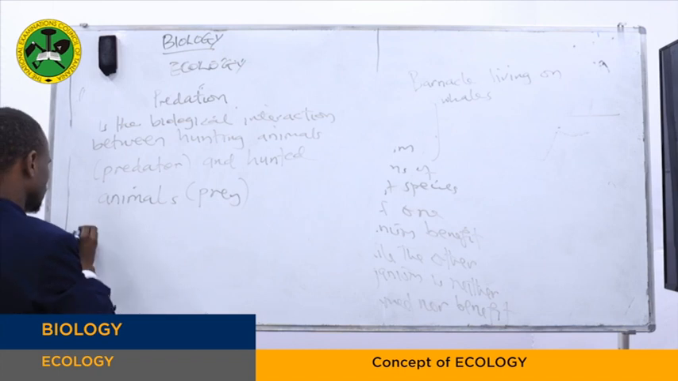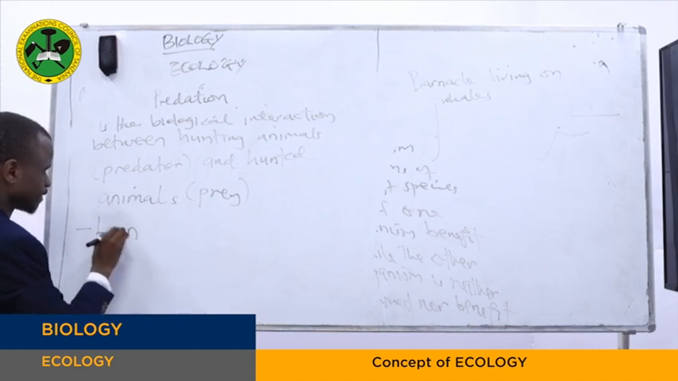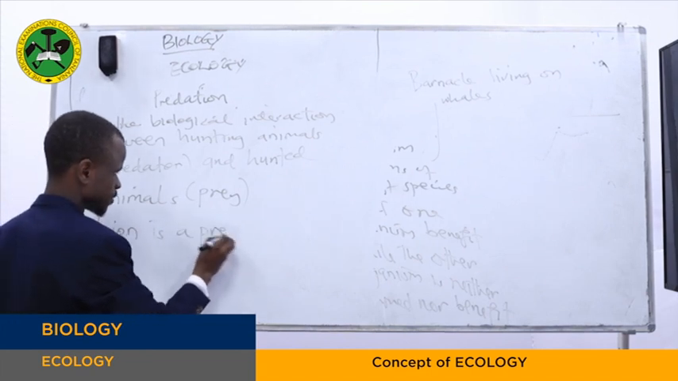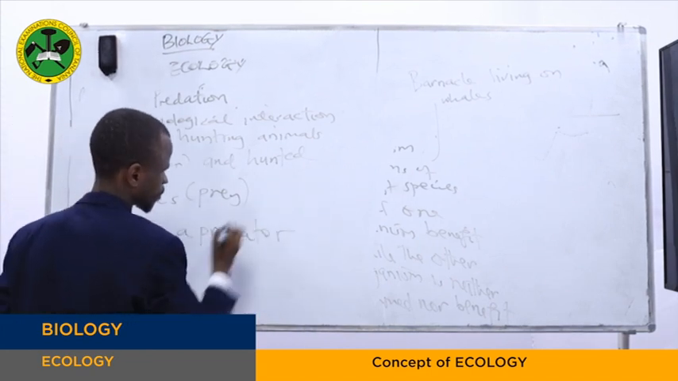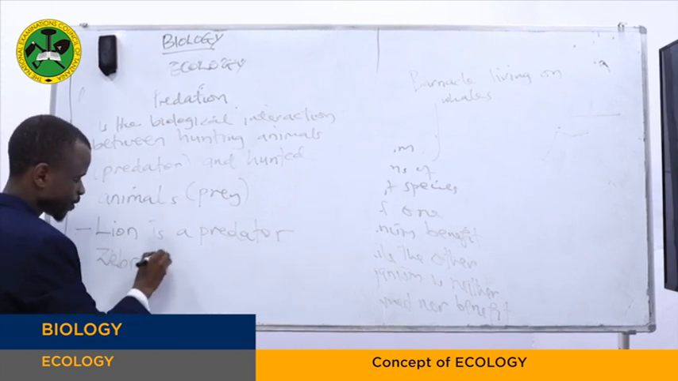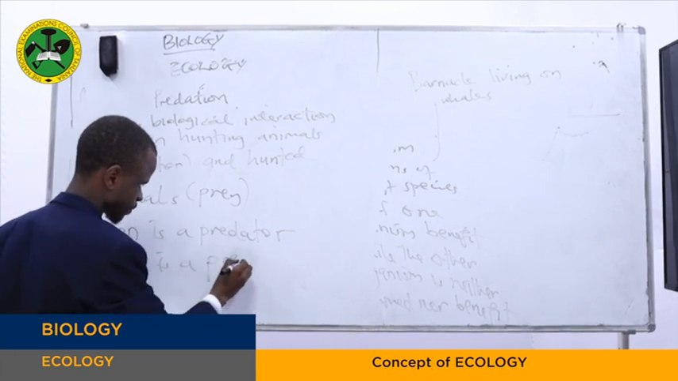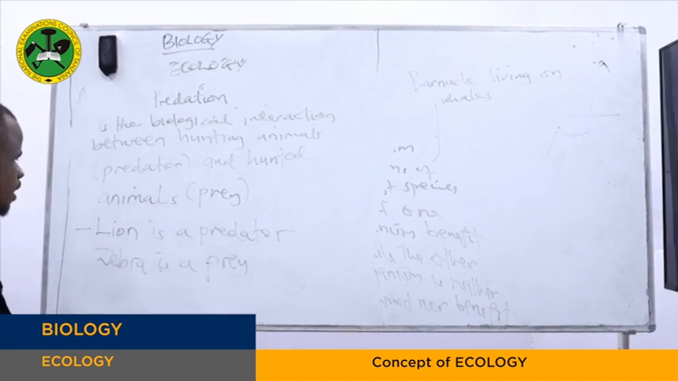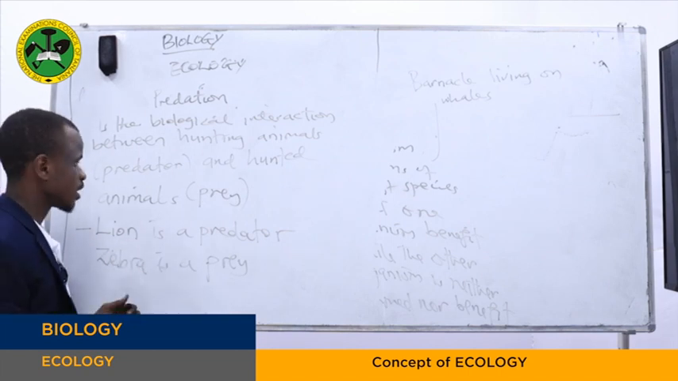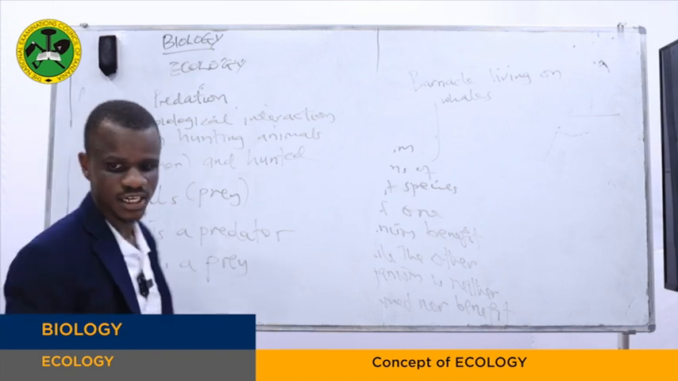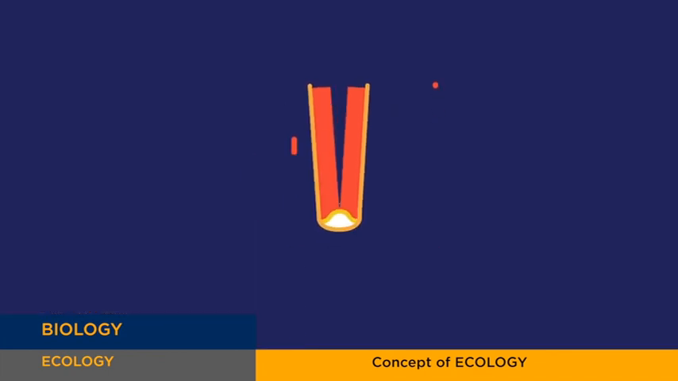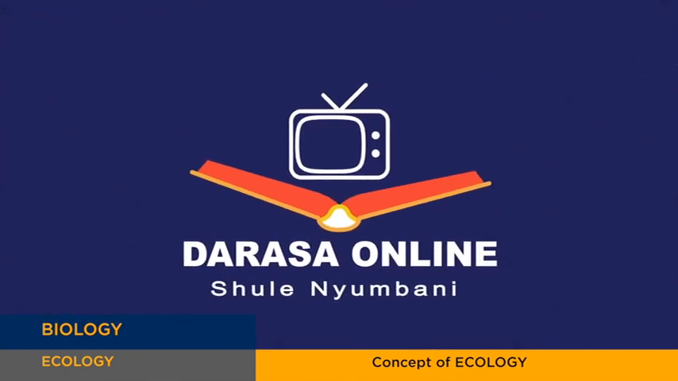My student, a lion is a predator in the ecosystem, while a zebra is a prey in the ecosystem. Therefore, how do the lion and the zebra interact? A lion will interact by eating the zebra. That is the second interaction. You can give more examples of predators, my students.